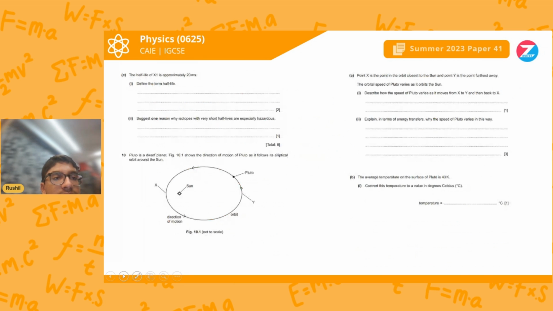Now, question C says that the half-life of X1 is approximately 20 milliseconds. Define the term half-life. Now, the term half-life is basically the time required for a radioactive isotope's rate of decay to halve. That's basically it.